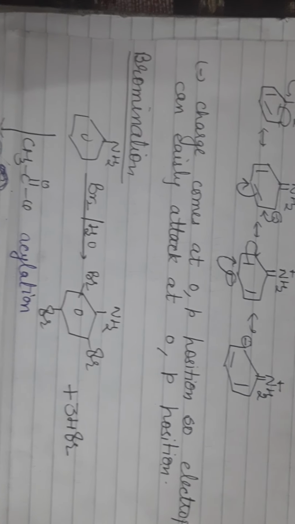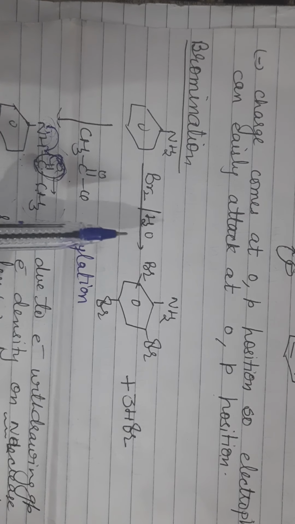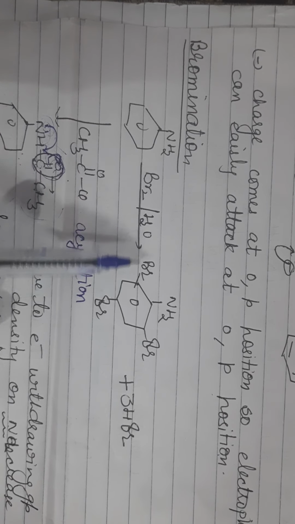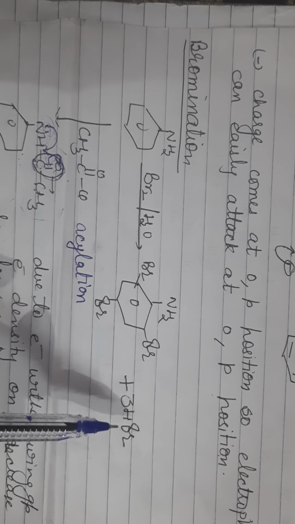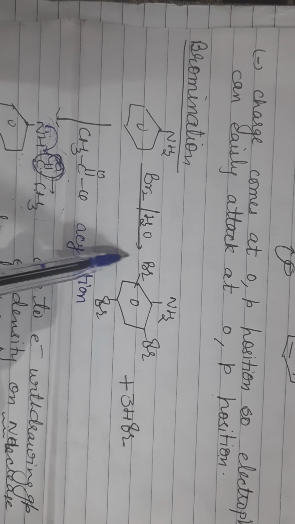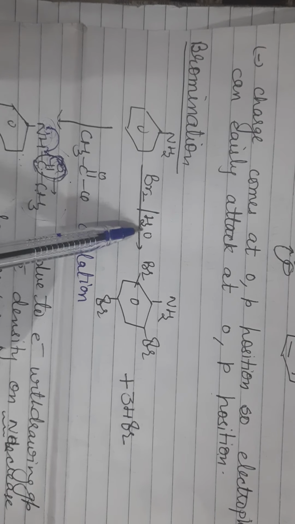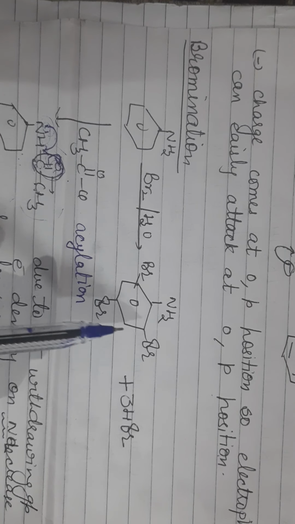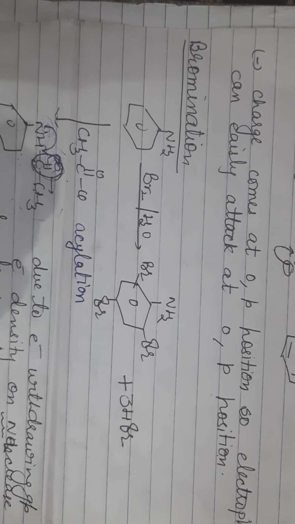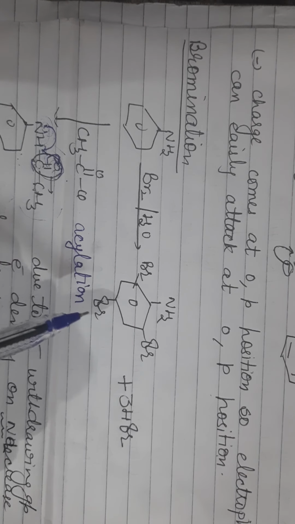The first reaction is bromination. When aniline is treated with bromine in the presence of polar water solvent, we get 2,4,6-tribromoaniline and 3HBr. Why do we get tribromoaniline? Because in the presence of a polar solvent, aniline gets more polarized, so more negative charge comes at the ortho and para positions. That's why we get the tribromo product here. This is very important from the board examination point of view.